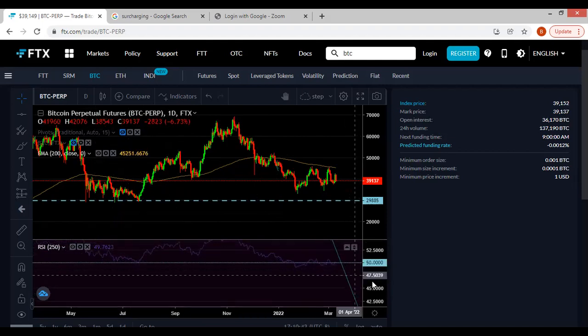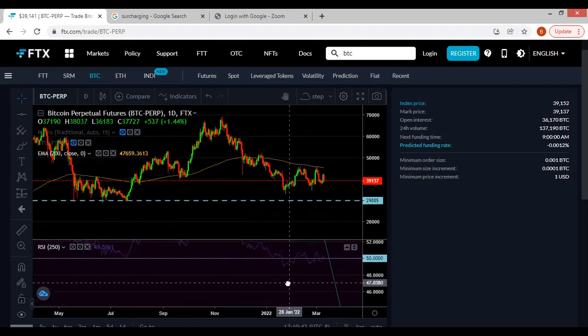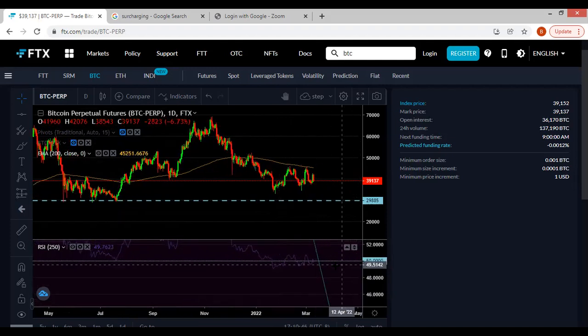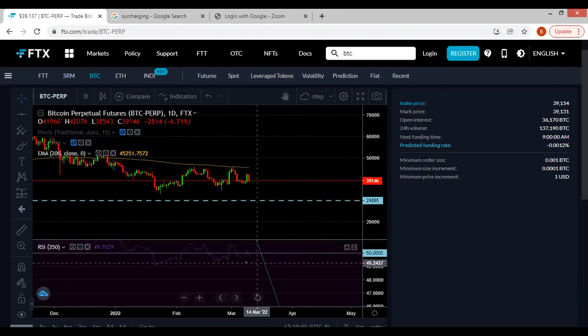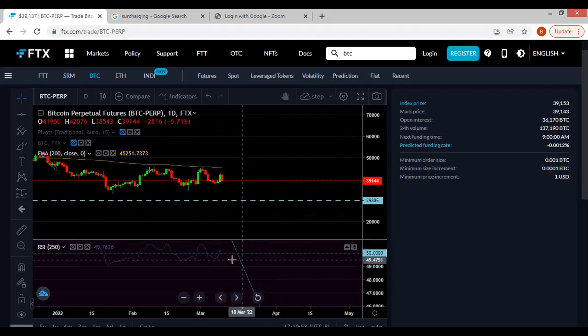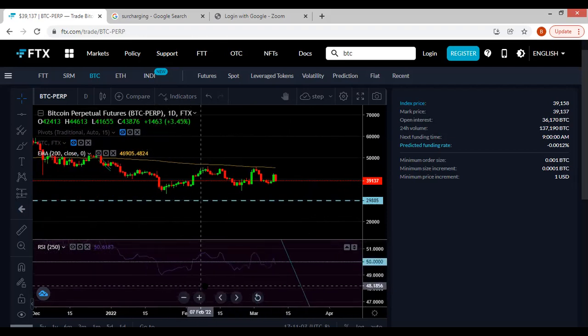What this is telling me is that as long as the price action is still below 50, it is a downtrend. You can see at this point it went above it, but currently the line is below this line that I drew here. So it means it is a downtrend, but once it flips and goes above 50, it means we have entered an uptrend.